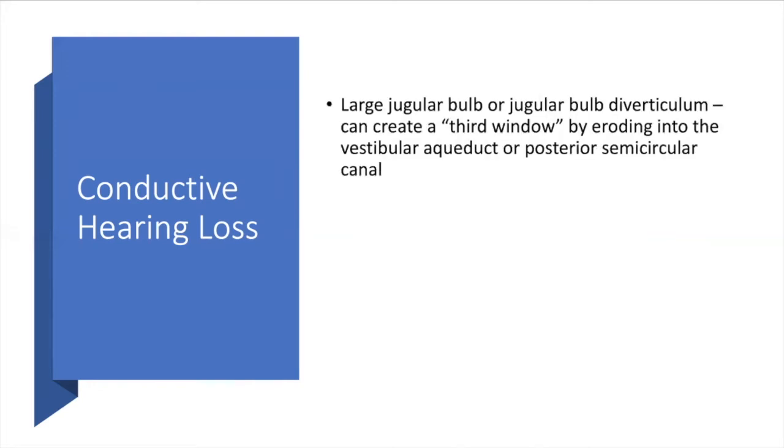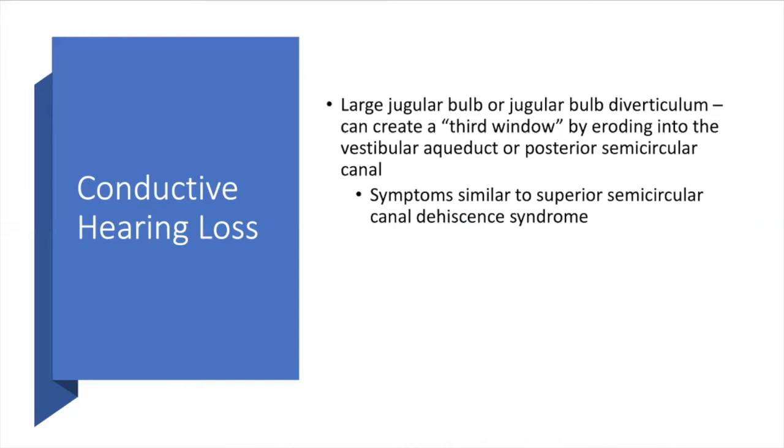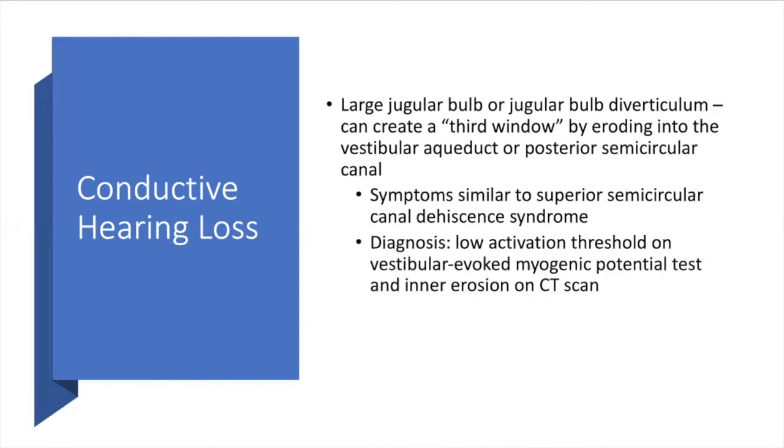A large jugular bulb or jugular bulb diverticulum can create a third window by eroding into the vestibular aqueduct or posterior semicircular canal. The symptoms are similar to those of the superior semicircular canal dehiscence syndrome. Low activation threshold on the vestibular evoked myogenic potential test and inner ear erosion on CT are diagnostic. Recalcitrant vertigo, dizziness may respond to surgical repair of the dehiscence.